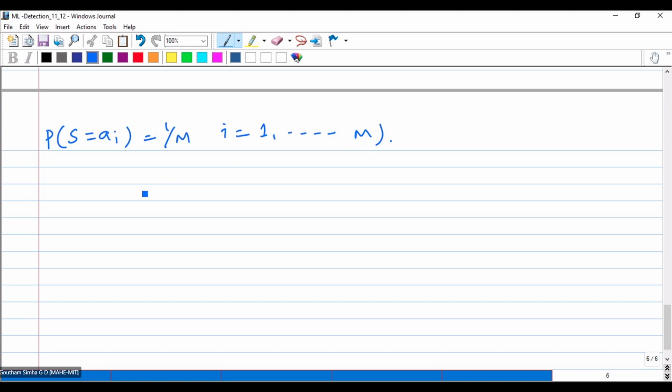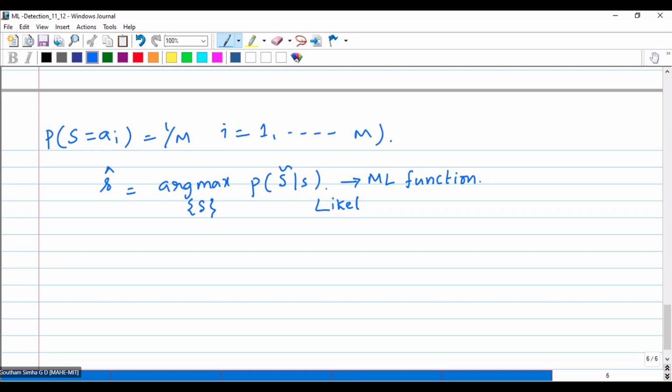So from this, how do I write? S tilde given S, S cap is equal to argmax of S, which maximizes this. This is the ML function. Okay. What is this probability of S tilde given S? It is called the likelihood probability.